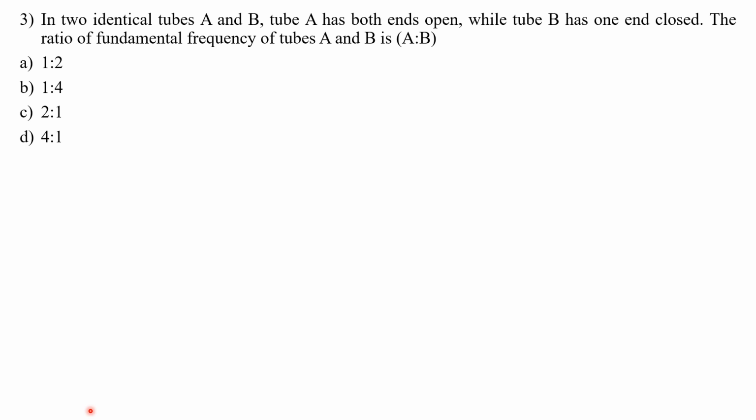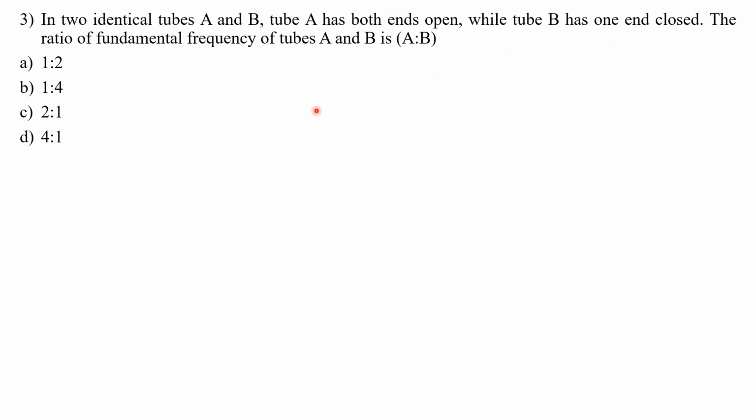So let's solve question number 3. In two identical tubes A and B, tube A has both ends open while tube B has one end closed. The ratio of fundamental frequency of tube A and B is what?